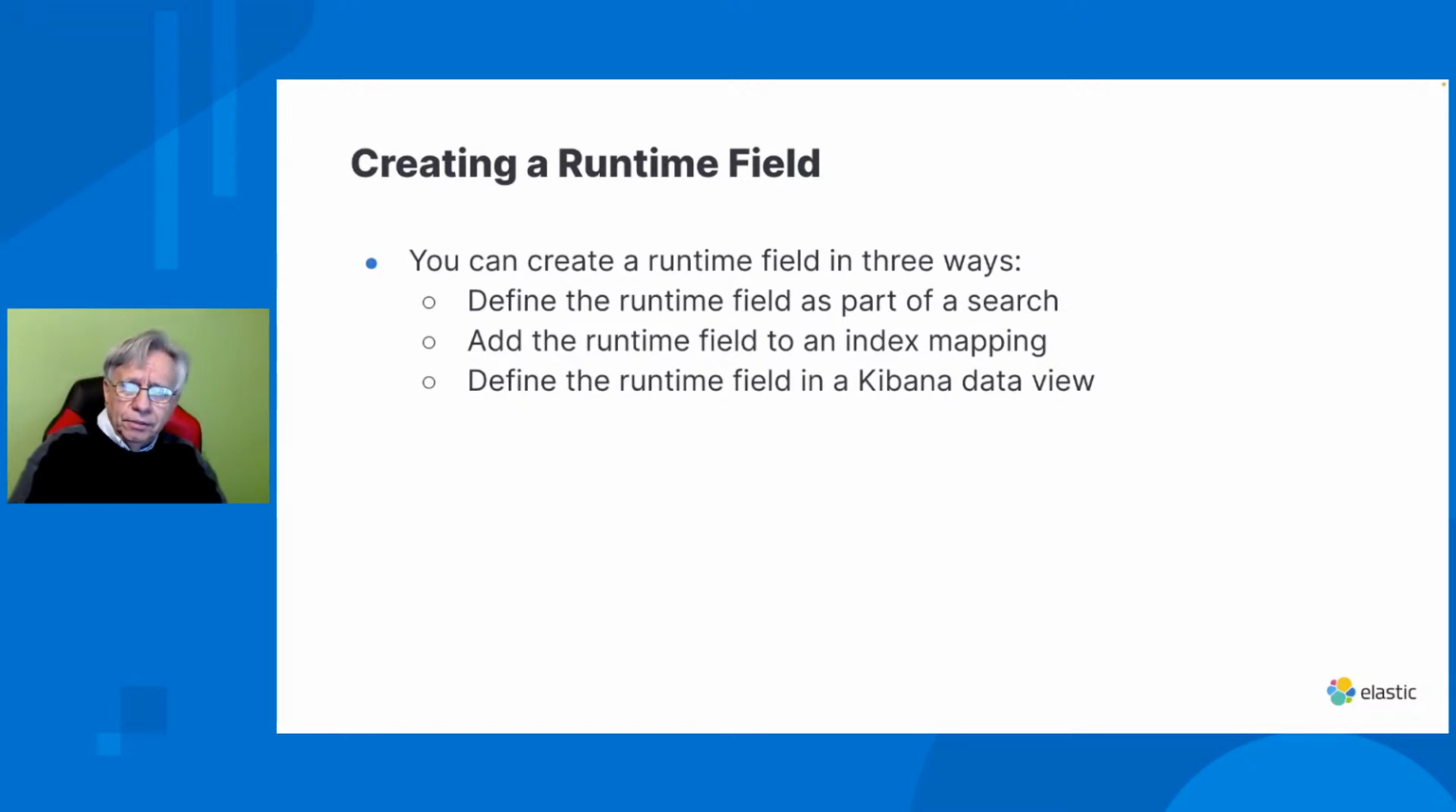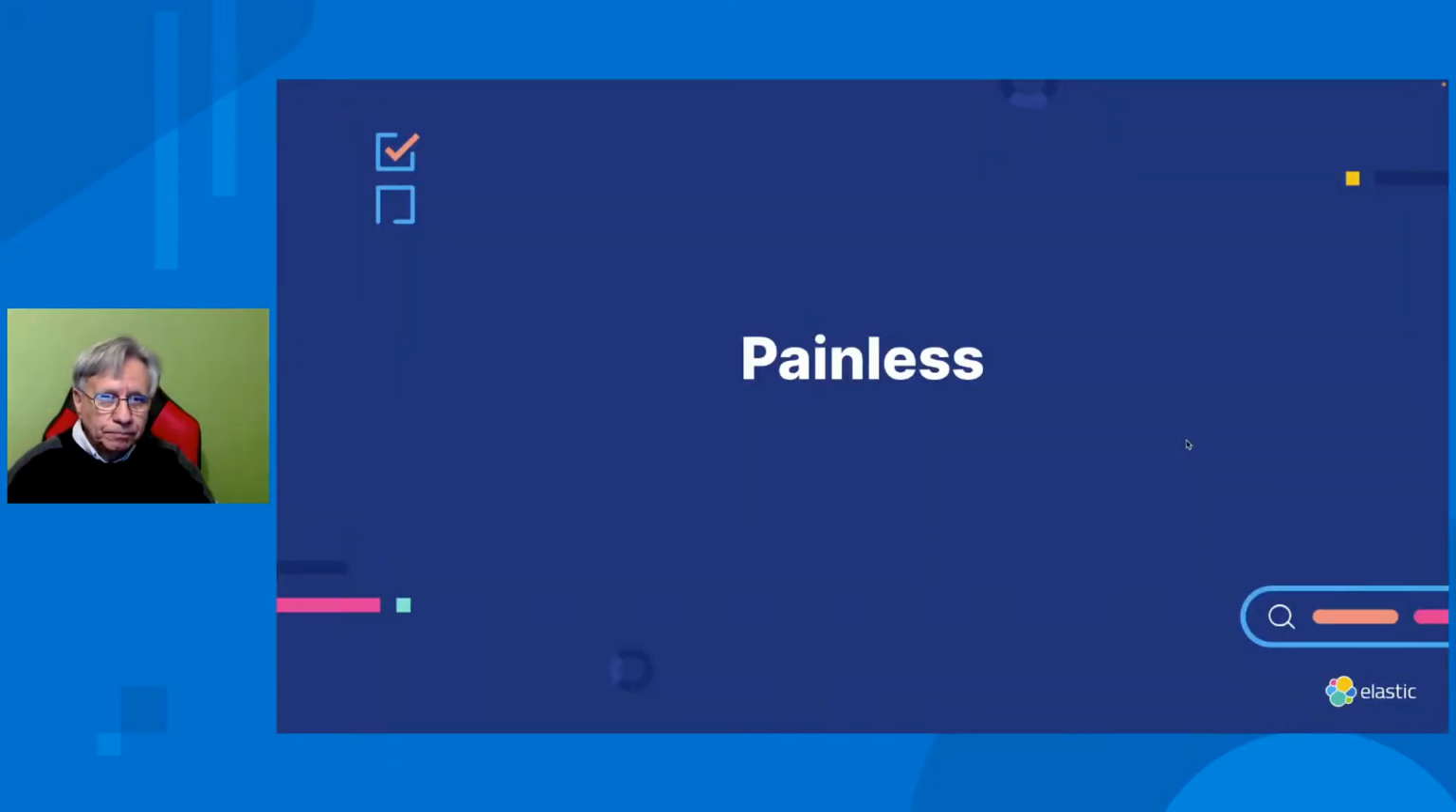And then there's a third way, but it really is not a third way. You can define the runtime field in a Kibana data view, but it's just a shortcut for a runtime field in a search. So you can tell Kibana, here's a field for you. This is how it's calculated. And then Kibana will say, okay, when I need it, I'll include it in my request to Elasticsearch for data. So there's really only two ways. Kibana uses one of them.